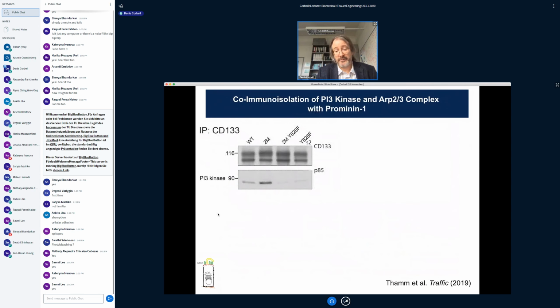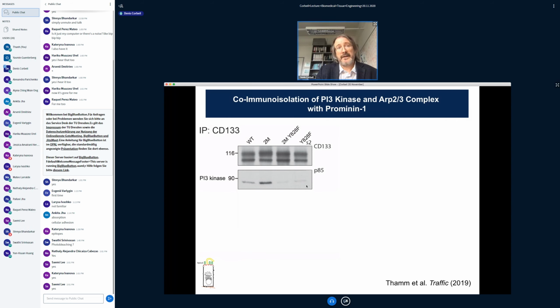And to evaluate that, we just do immunoprecipitation. As you can see here, the wild-type prominin, the one which has two mutations in the GM1 binding site, and the one which has the mutation in addition of the phosphorylation site in prominin, which normally is important for binding to PI3 kinase. When we do immunoprecipitation and analyze by immunoblot, you can see in the wild-type situation, we can immunoprecipitate P85 of PI3 kinase, but with the mutant, we increase this binding.